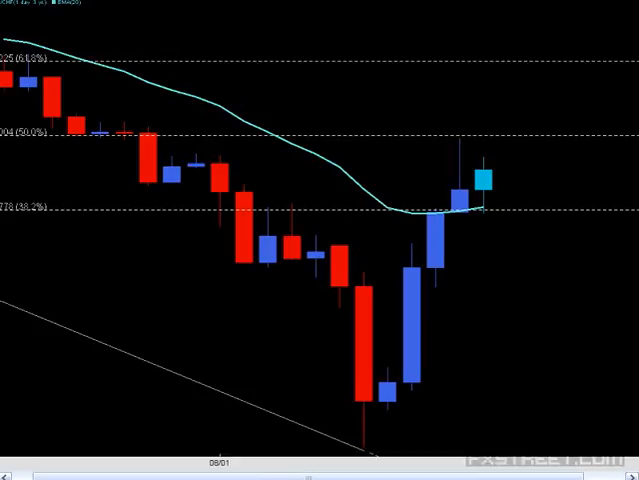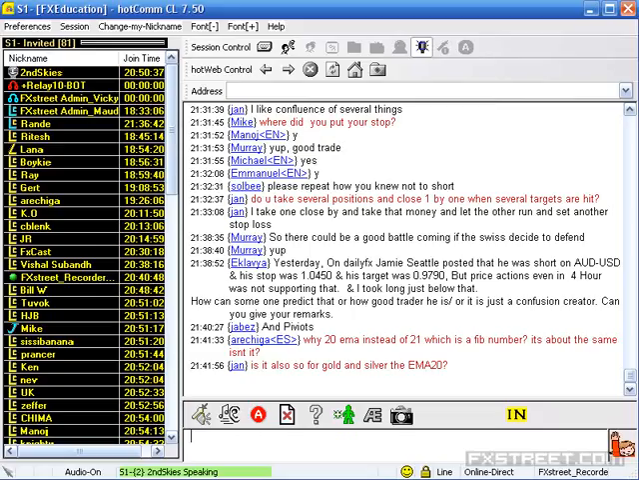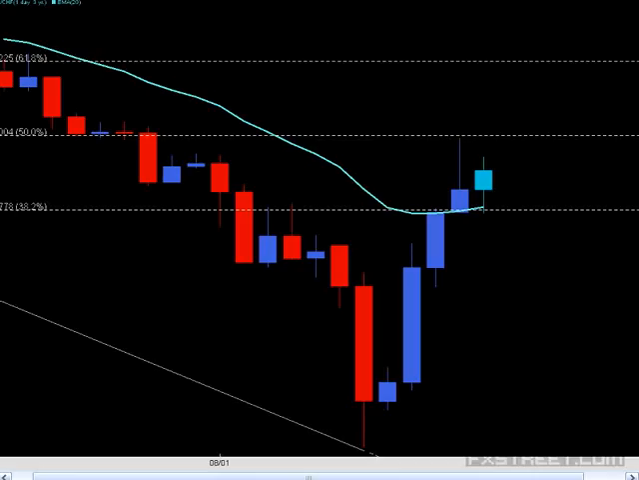Okay, scrolling down. Jan, do you take several positions and close one by one when several targets are hit? This is a very good question. I generally like to do it to where I take one position, but I make it large enough so that I can take profits along the way. So let's say I trade 15 standard lots on a position like this. And my real intention is that I'm going to get, let's say, a final target of 82.25. Let's just say that's my final intention.